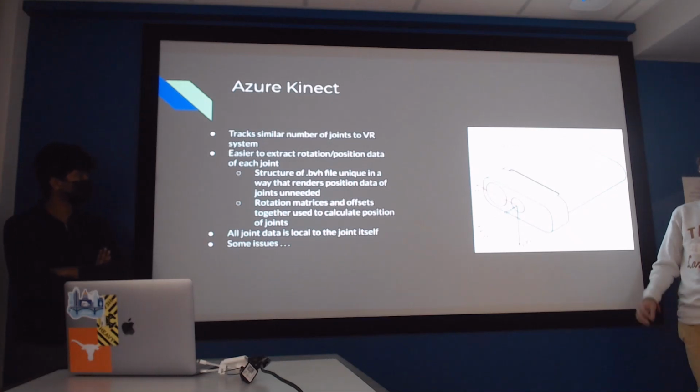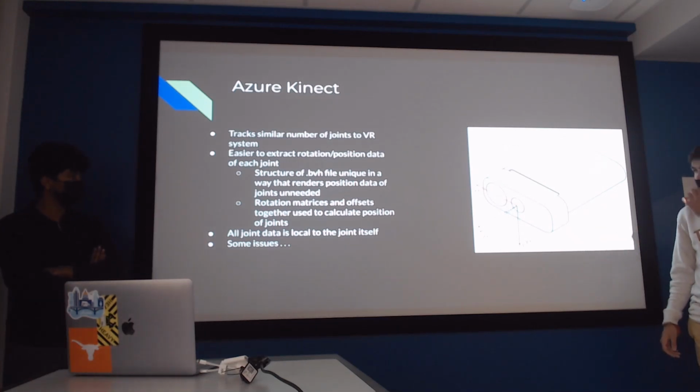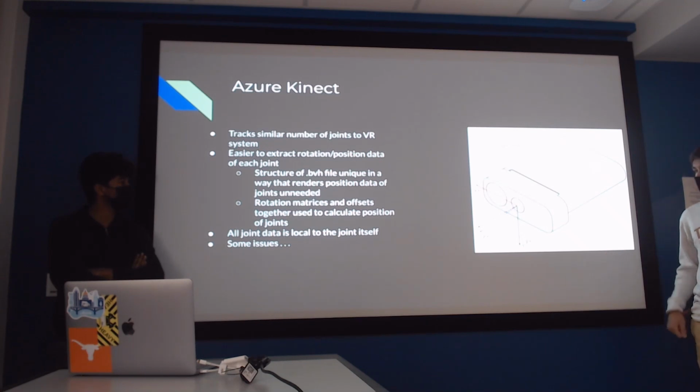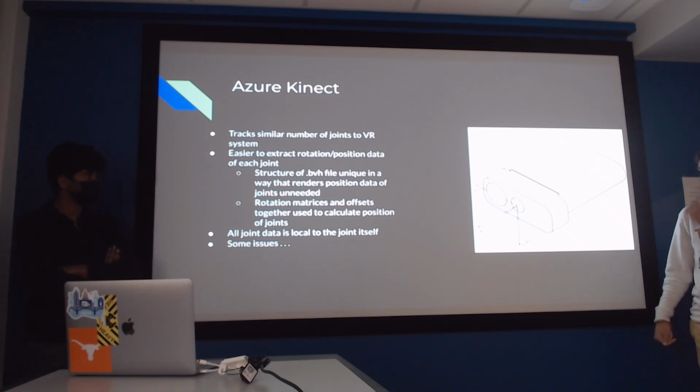So from the hips and the offsets, you can basically get position data for each joint. And so the position data from the Azure Kinect was basically unneeded, and we just used the rotation matrices and offsets. One other thing about the Azure Kinect is that the joint data is local to the joint itself. I'll talk about that in the next slide.